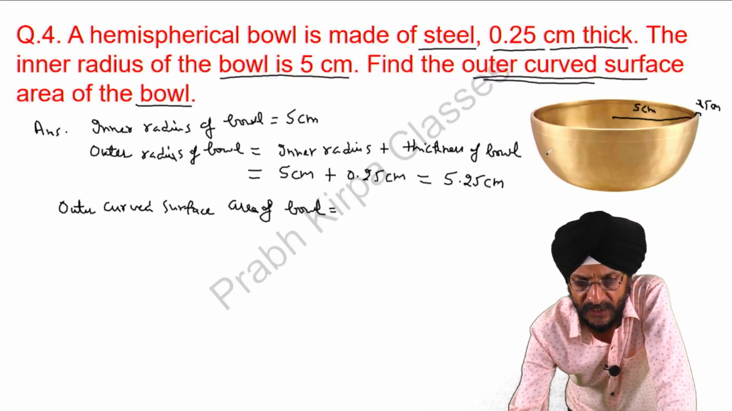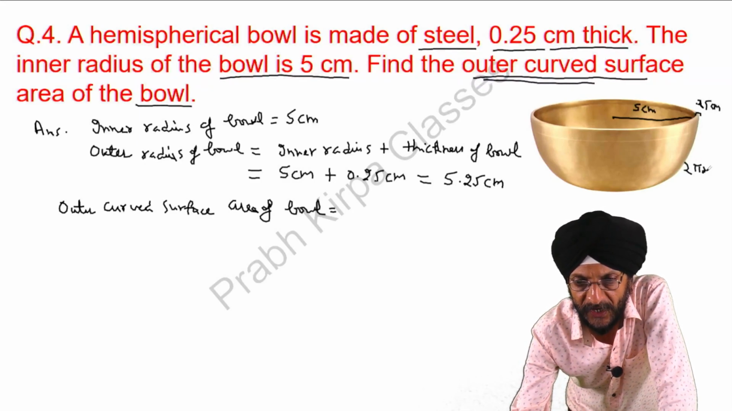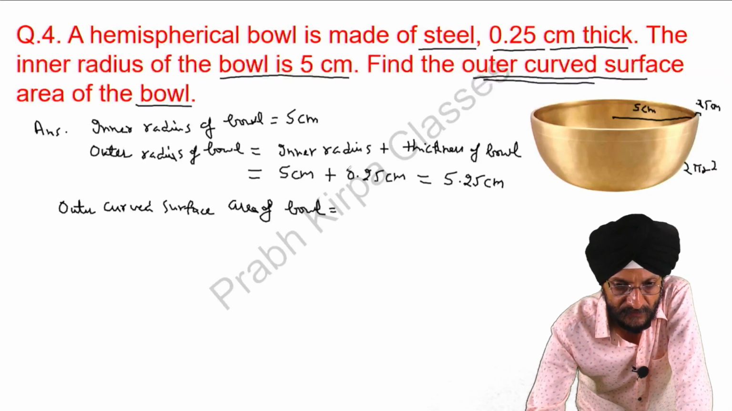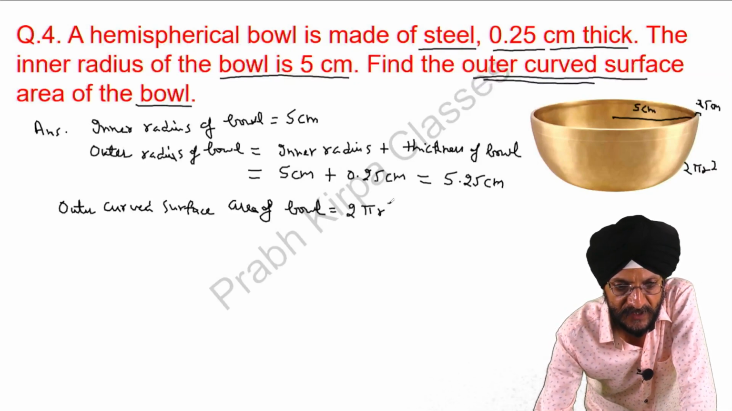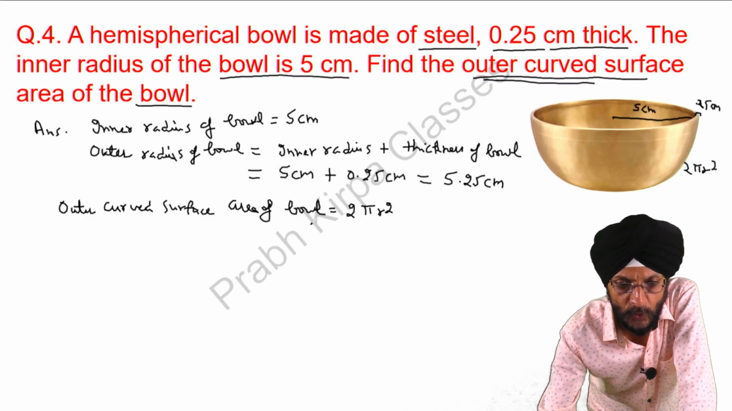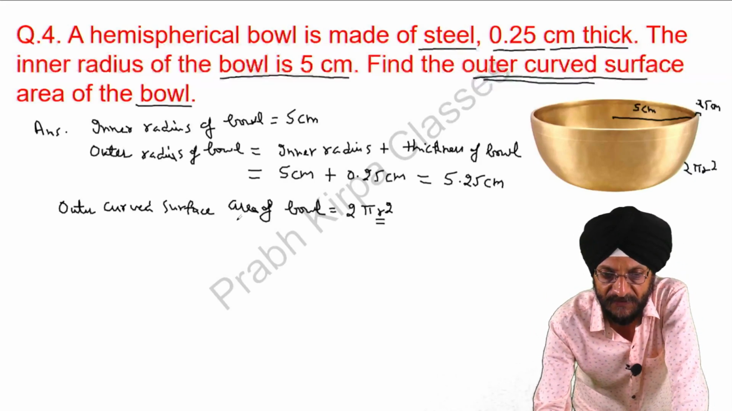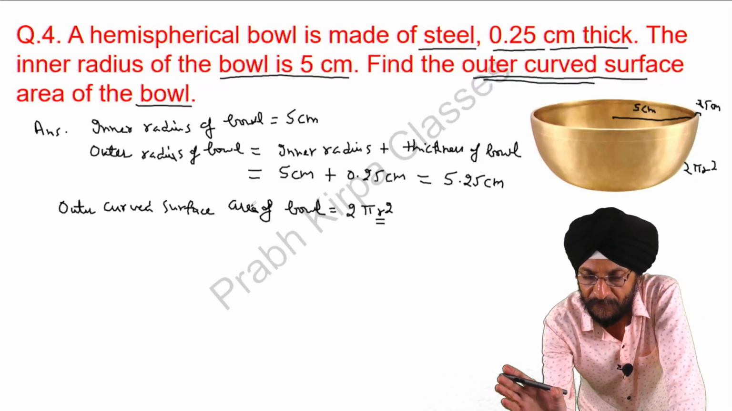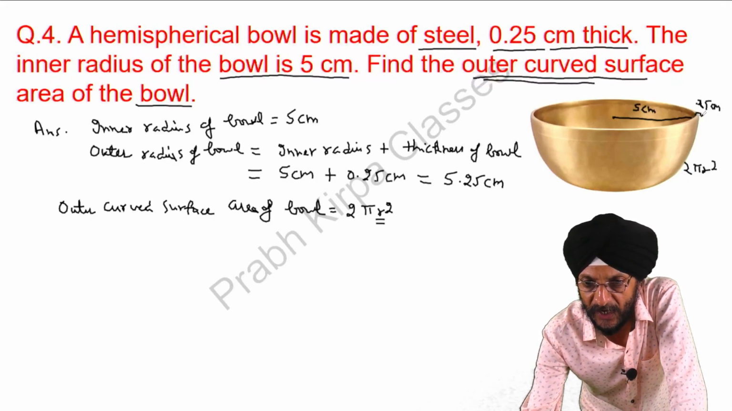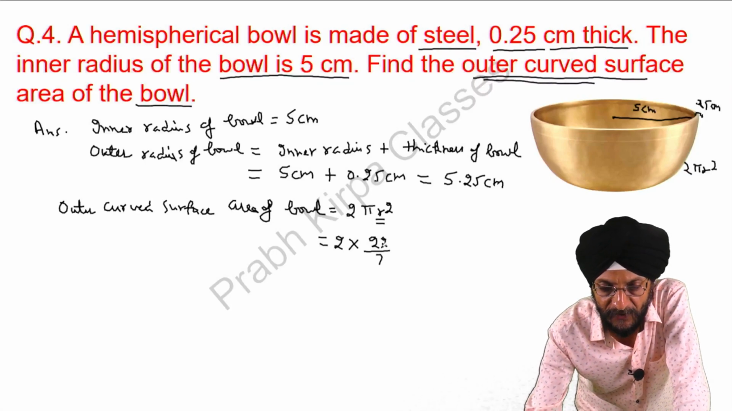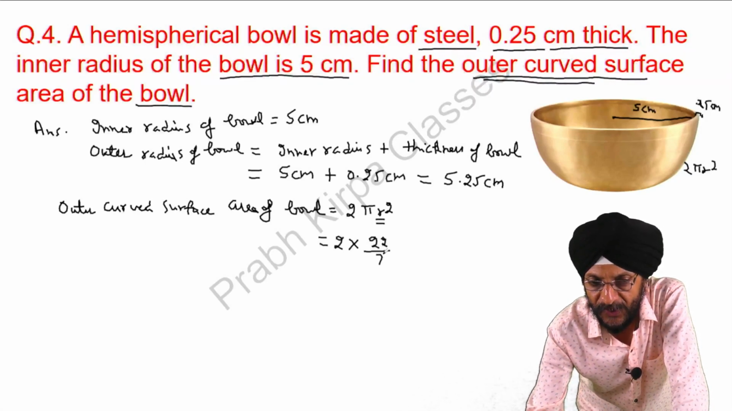We know that the curved surface area of the bowl can be calculated by the formula 2 pi r square. This is the round shape and we have to calculate this area. 2 pi r square. Now we have to use here outer radius, because we have to calculate outer curved surface area. So the radius of this point to this point, outer point, will be taken into consideration. We will fill in the relevant values. In case of pi, we will substitute it by 22/7.